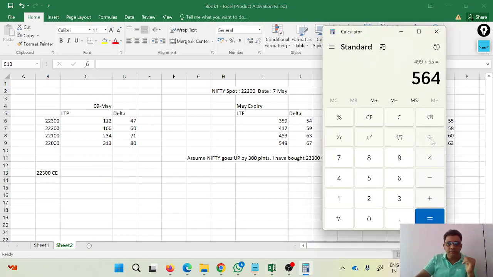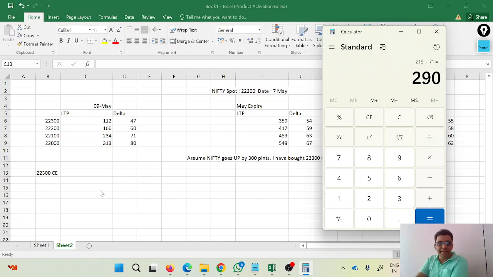Let's check over here. Its initial value is 111, plus once it goes up by 100 points, it will increase by 47 points. So I will write 47 over here. This will be its value. When it goes up by another 100 points, it will increase by 60 points, so plus 60. And lastly, when it goes up by another 100 points, it will increase by 71.